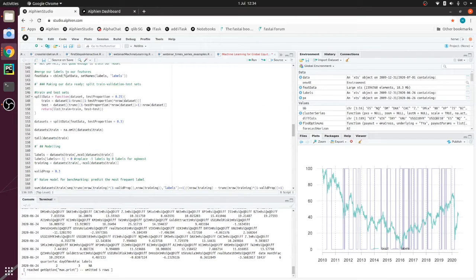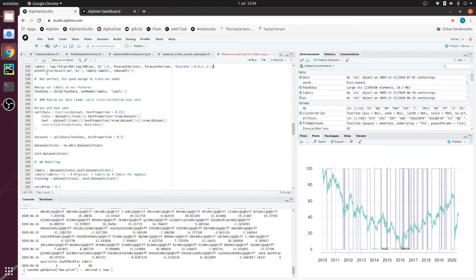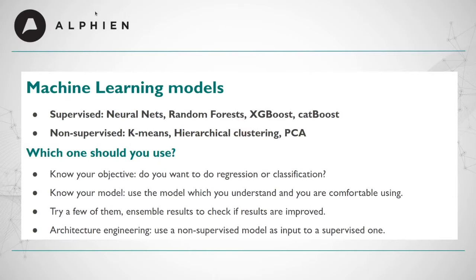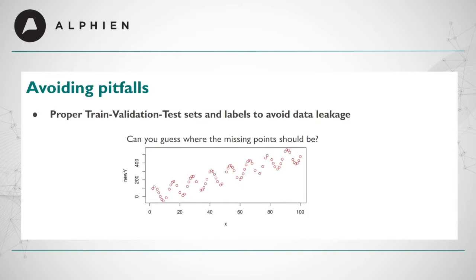I have my label, I have my data. Now it's about choosing the right model, choosing the right architecture, and trying to learn as much as we can from the data. So I have prepared a small script here for you, just to show you how I came about to choose the architectures. And here I have a small question for you: can you guess where the missing points should be?